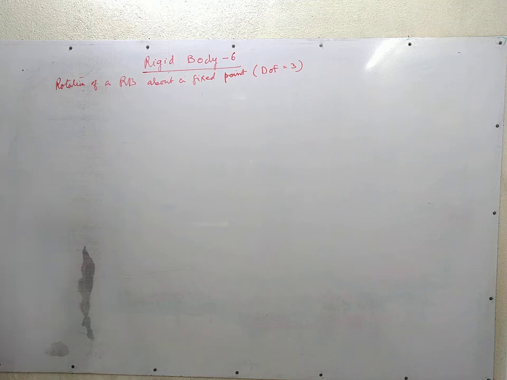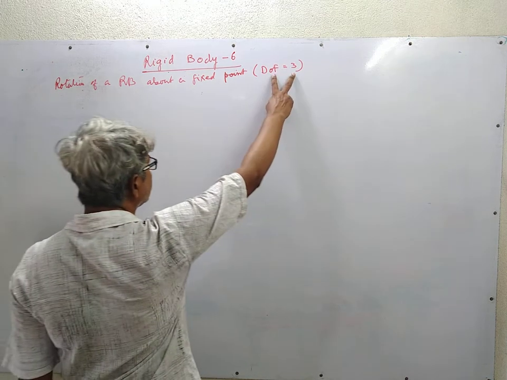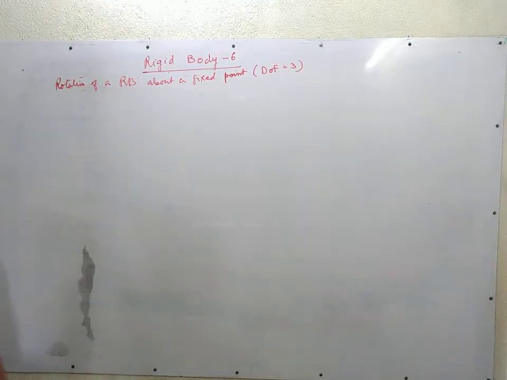Consider the rotation of a rigid body about a fixed point. So we have a rigid body of which a particular point, say the point O, is fixed. As one point is fixed, this point cannot have any translational motion. So the rigid body with one point fixed has only 3 degrees of freedom, and all the 3 degrees are related to the orientation of the body in space.